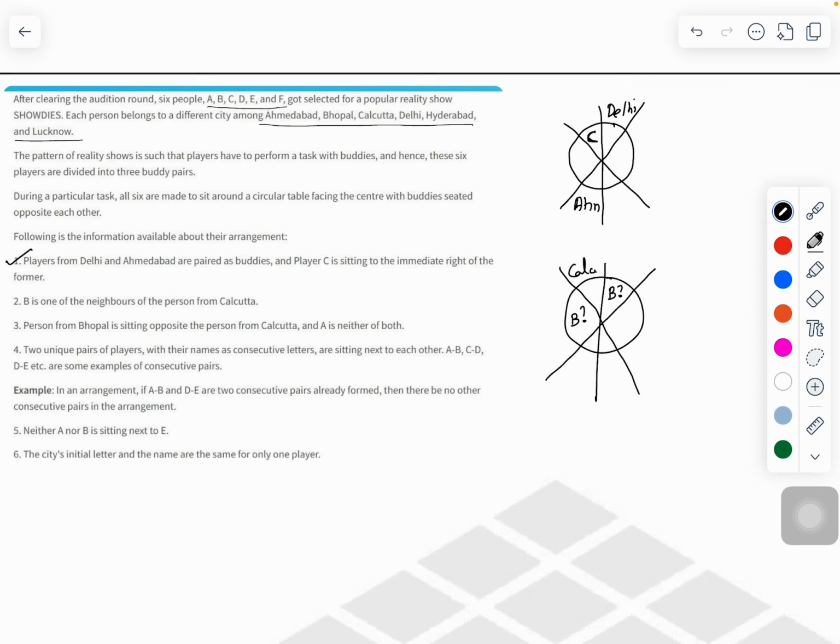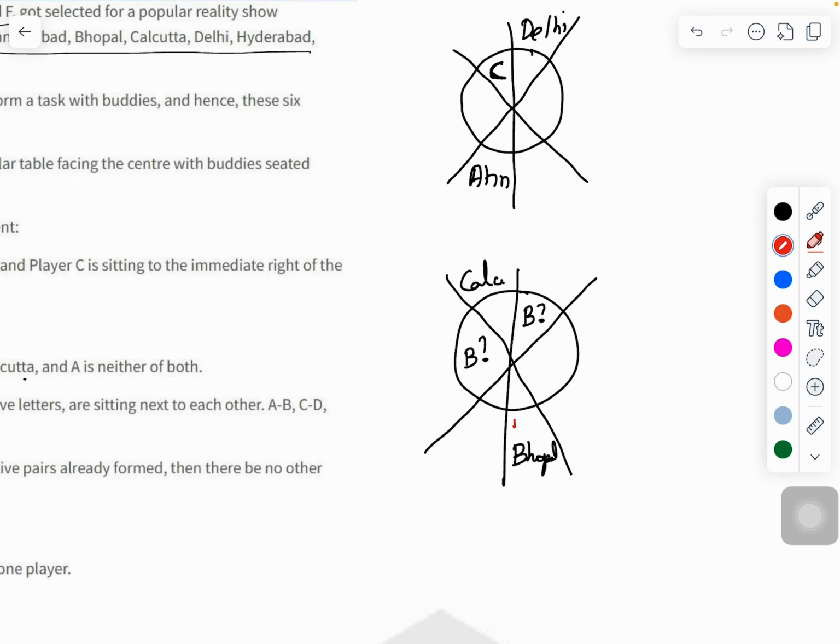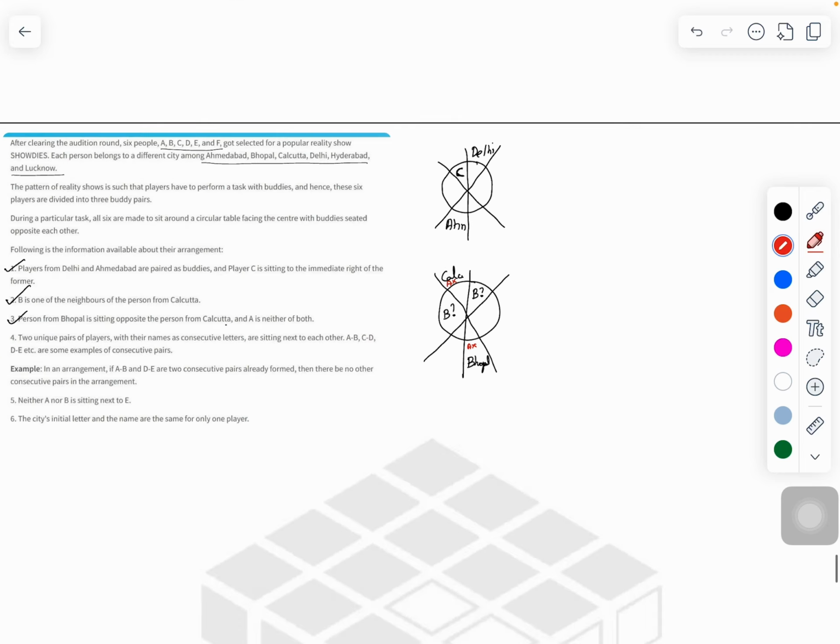Point number 3, the person from Bhopal is sitting opposite to the person from Calcutta. So the Bhopal person and Calcutta person are sitting opposite to each other, which means they are the other 2 buddies. We already have buddies Ahmedabad and Delhi. The second buddy pair we have got is Bhopal and Calcutta, which means Hyderabad and Lucknow would be the 3rd pair. Now the person from Bhopal is sitting opposite the person from Calcutta, and A is neither of them. What it means is this is not A, this is not A. That's what they are trying to say.